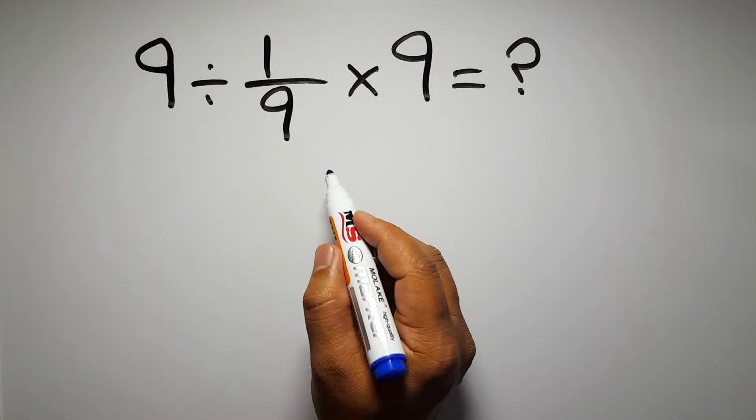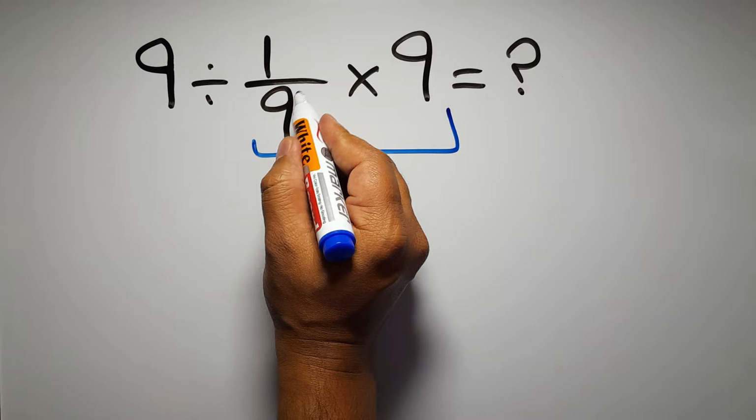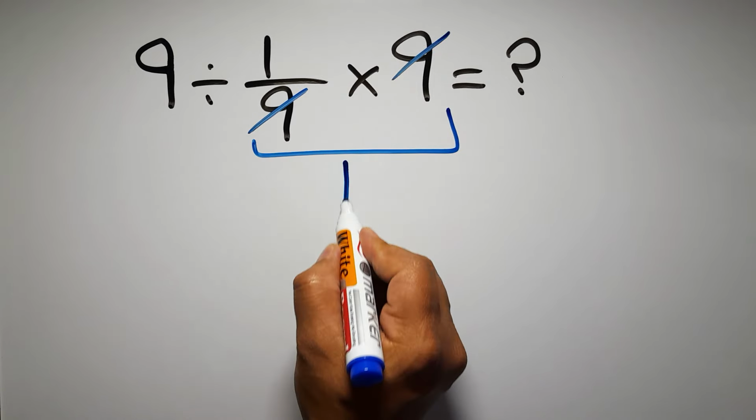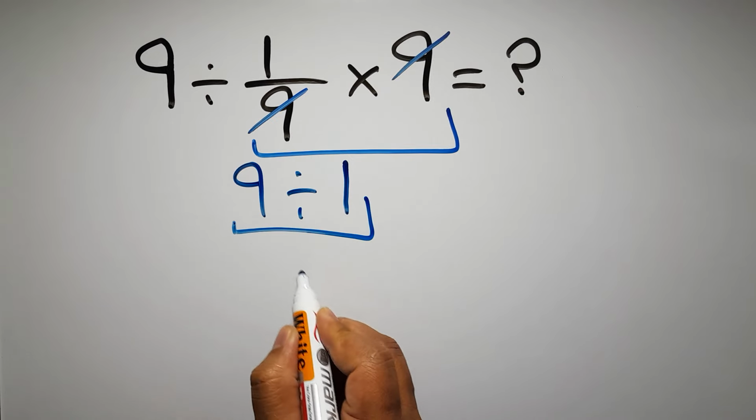First, we do this multiplication, 1 over 9 times 9. We can easily cancel this 9 and this 9. So here we have just 1. And the 9 divided by 1 equals 9.